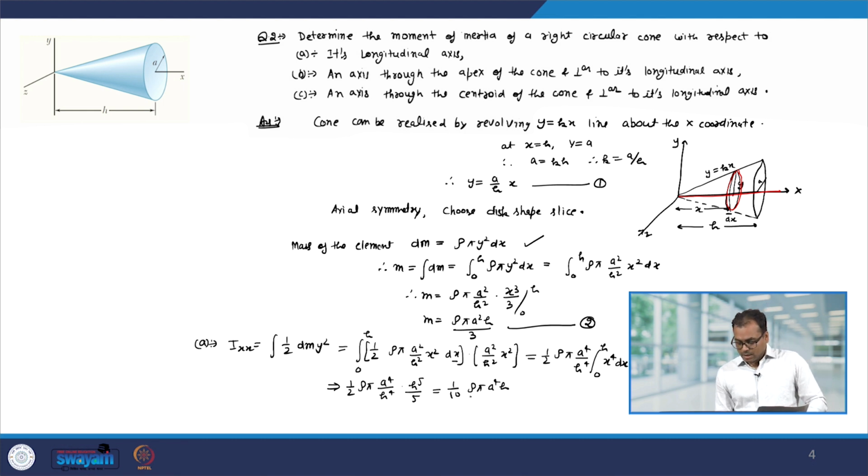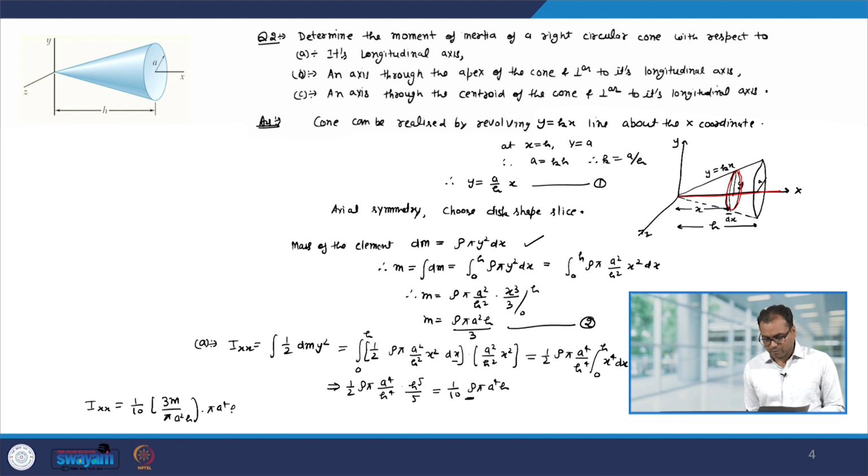So, this is the answer, but here I can replace rho using equation number 2. So, rho will be 3 m over pi a square h. So, this I can put back. So, I get I x x equal to 1 by 10 and rho is 3 m over pi a square h, into pi a to the power 4 h. Okay. So, this is equal to 3 by 10 m a square.